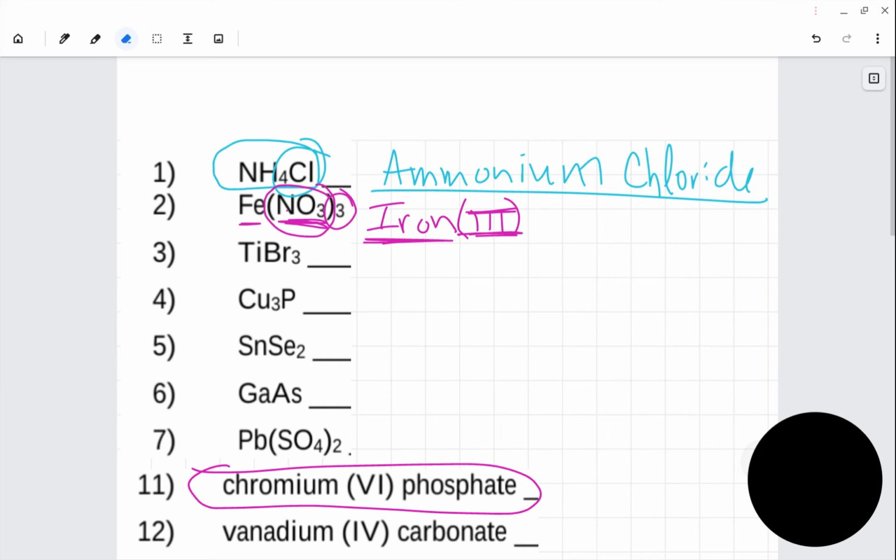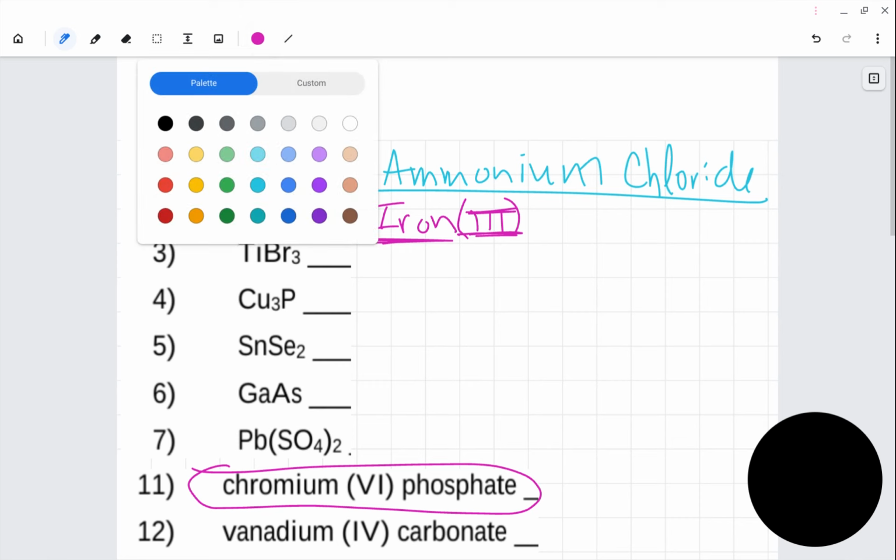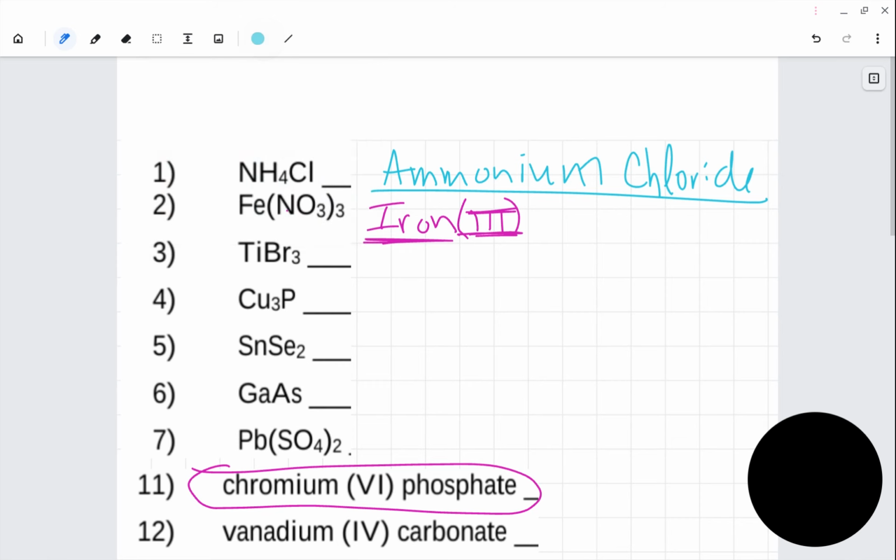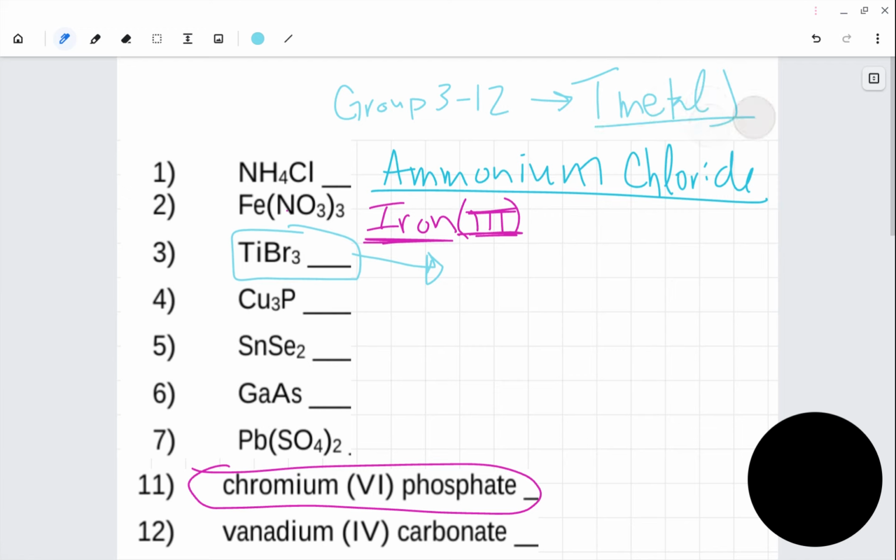Next, I'm going to erase all the extra stuff. Let's go to the next problem here, number 3. I see that I have titanium. Just look to my periodic table, and I can tell that titanium is in group 3 through 12. And what that means is that it's a transition metal. So remember, groups 3 through 12 are transition metals. I'm just going to say T metals for now. But that means that I don't know the oxidation state unless I tell you it.